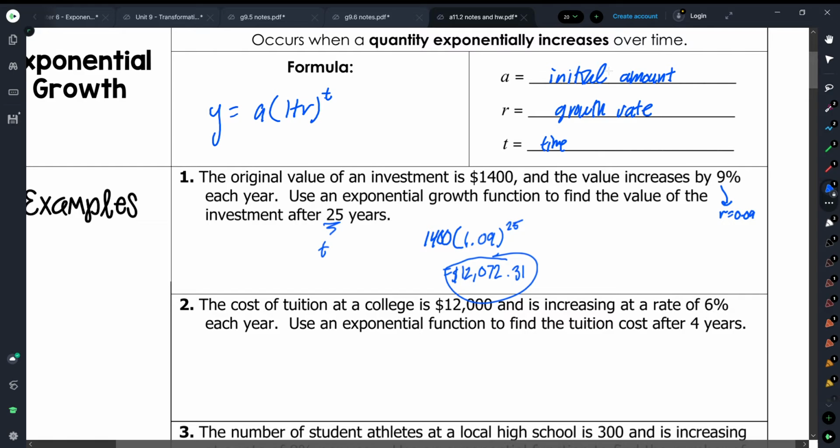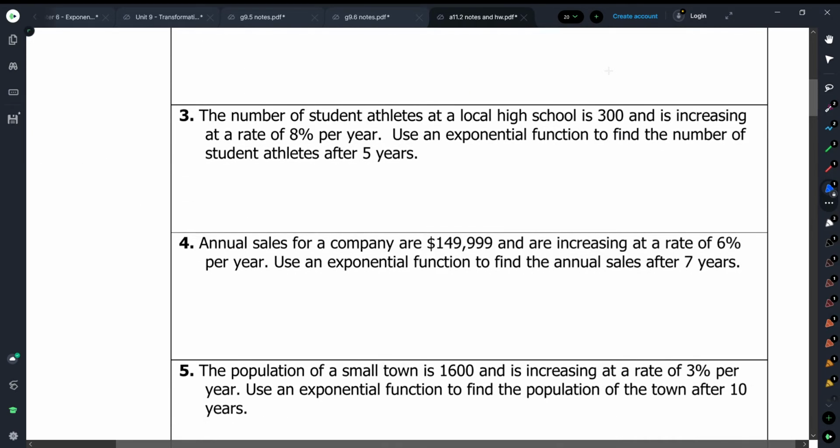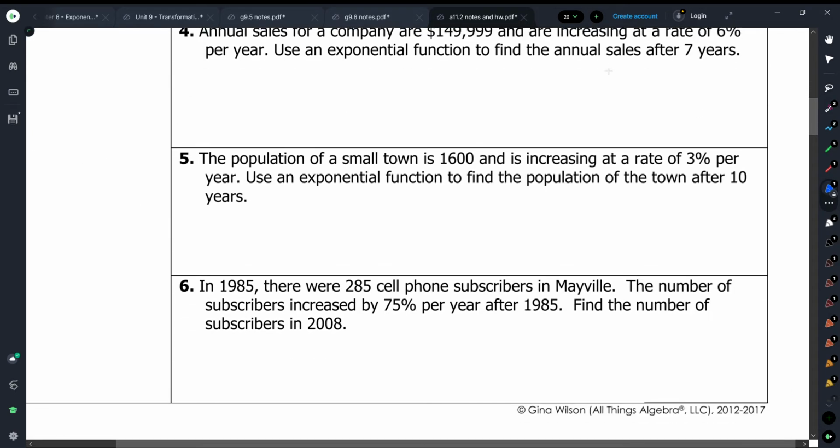So what this is telling me is that after 25 years, $1,400 increasing at a rate of 9% would now be $12,072.31. So if I have a savings account that gets 9% interest, that means that if I've done nothing to this money but put it in an account, after 25 years it'll have grown to $12,000 roughly. Okay, that's one somewhat with money. A lot of these are done with money.